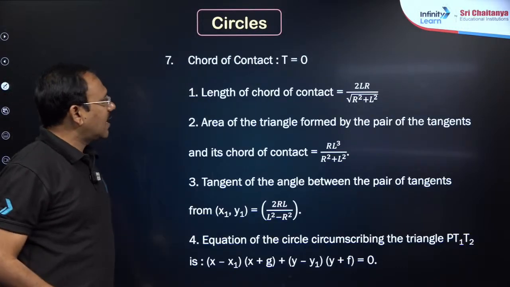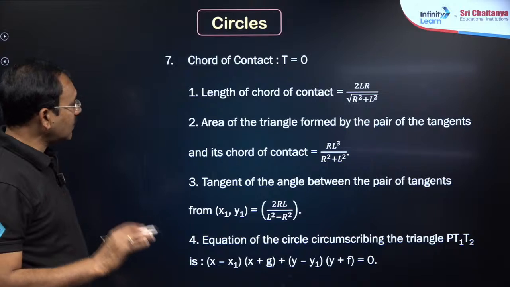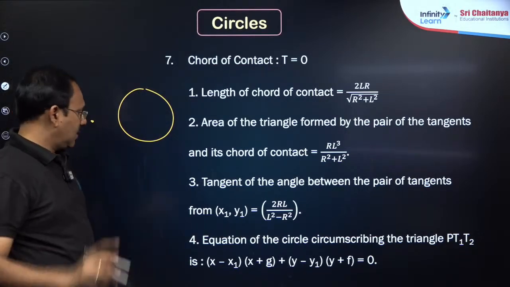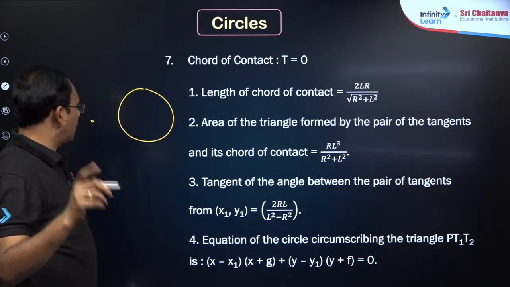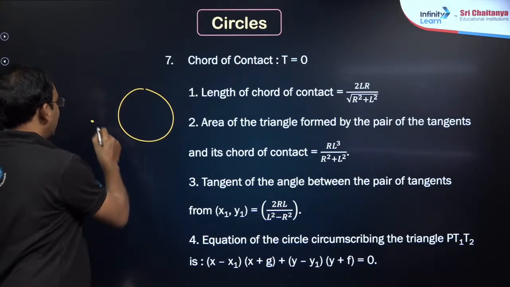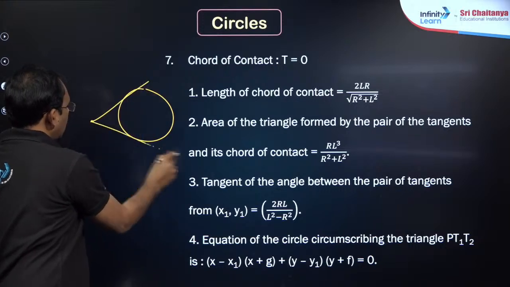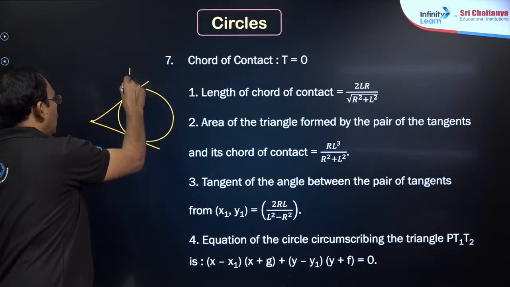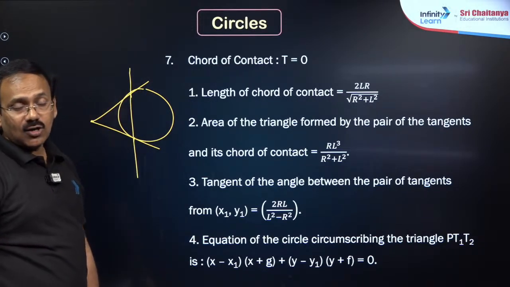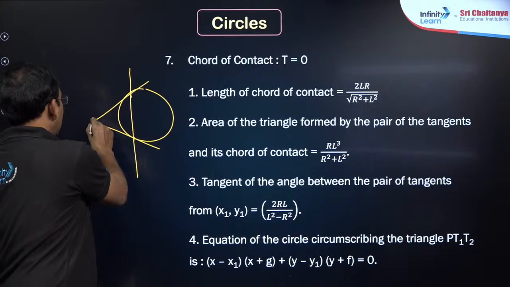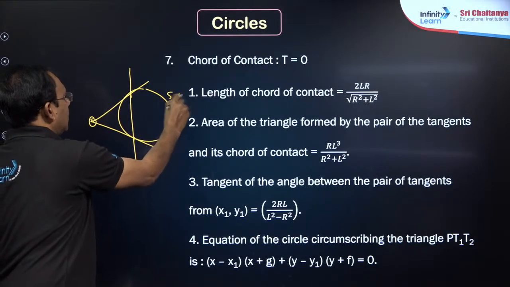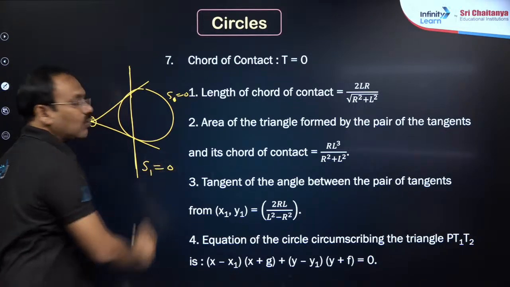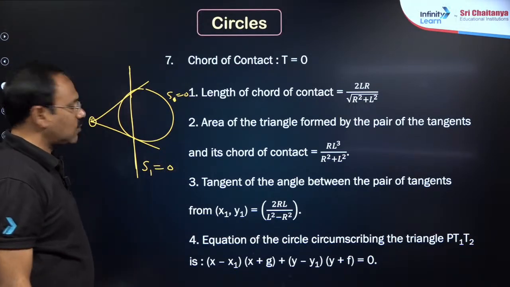Right, dear students. Chord of contact. Chord of contact means, my dear friends, you are given a circle, and a point is given. Listen to me, this point is important. From this point, if you draw two tangents, these two are called points of contact. If you draw a line through them, this line is called the chord of contact. He will give this point and he will give the circle. If you want this line, my dear friends, this is S1 is equal to 0.